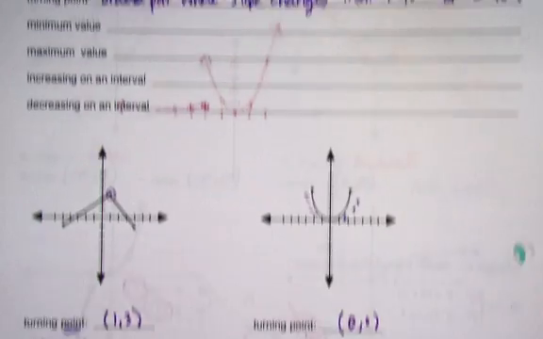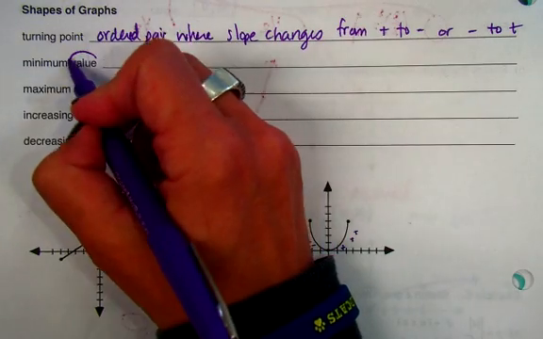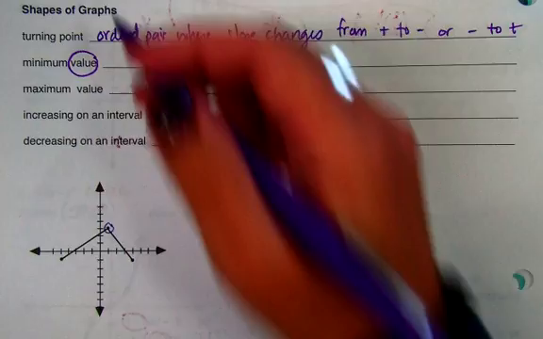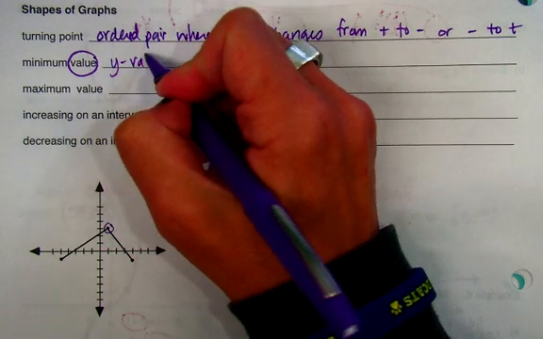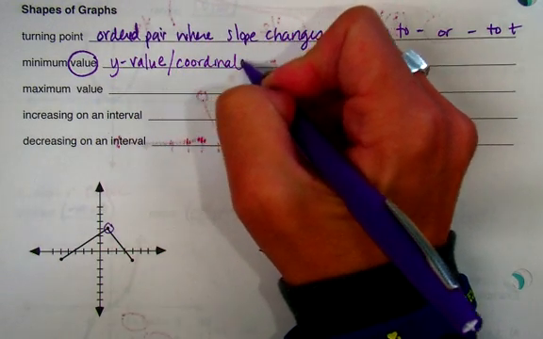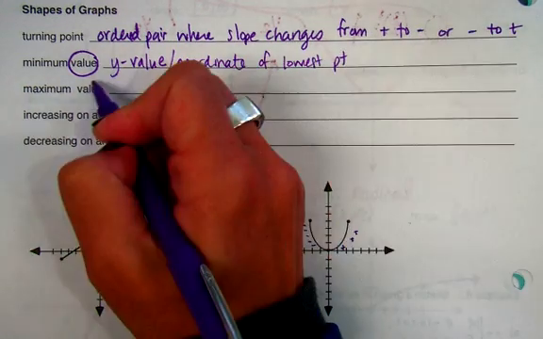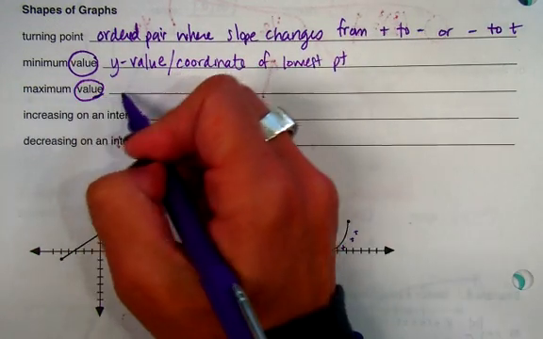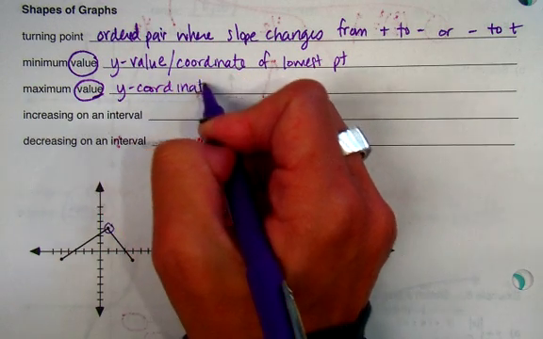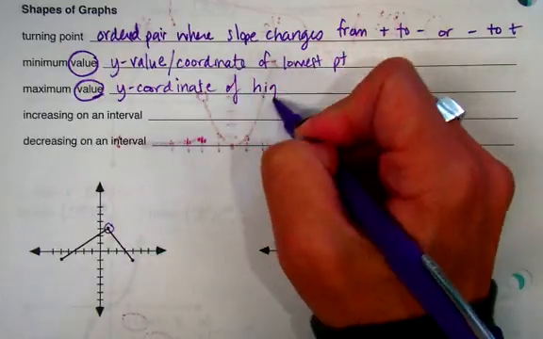Okay, what's a minimum value? Just what you would think it is. But the key word here is value. Anytime a question asks you about value, it's always referring to the y value, or the y coordinate, of your lowest point. Similarly, for the maximum value, again, that word value is the y coordinate. Anytime we see value, it always means the y coordinate of the highest point.